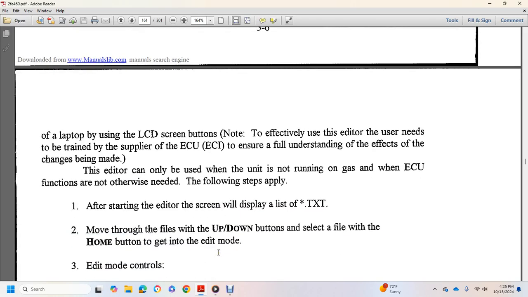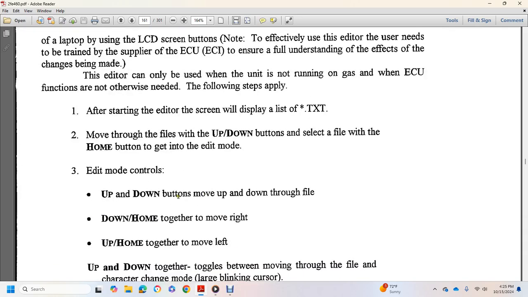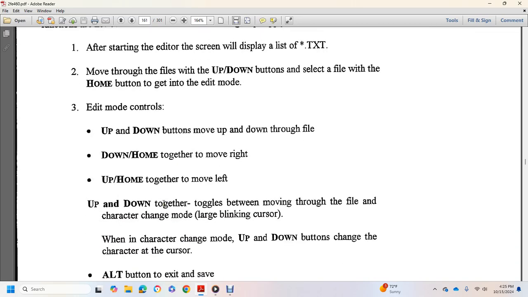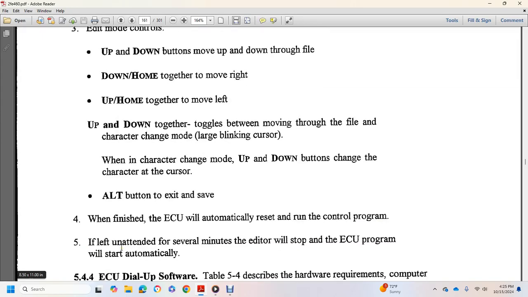1. After starting the editor, the screen will display a text file. Move through the file with the up and down buttons. Select the file with the home button to get into edit mode. In edit mode: up and down move with the up and down; home together removes to the right; up and home together moves to the left. Up and down toggle together toggles between the file and the character change mode. A large blinking cursor. Character change: up and down buttons change the character over the cursor. Alt button exits and saves. 4. When finished, the engine control unit automatically resets and runs the control panel program. If untouched for several minutes, it will stop the engine control program.